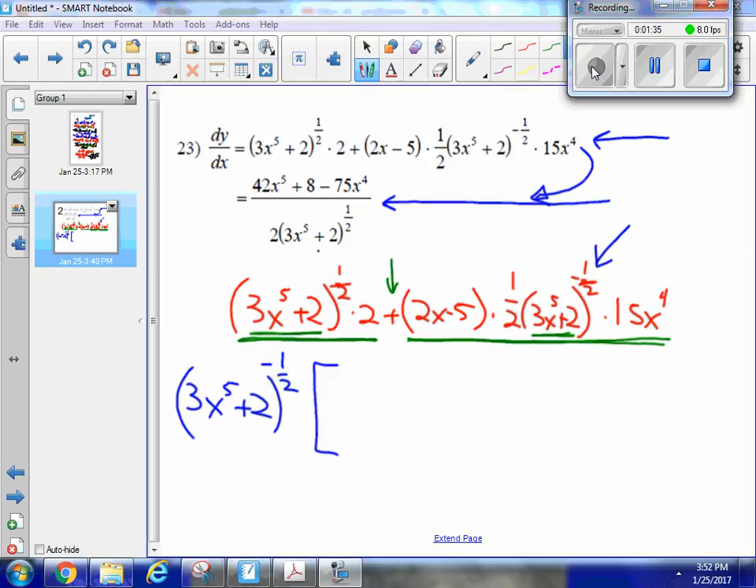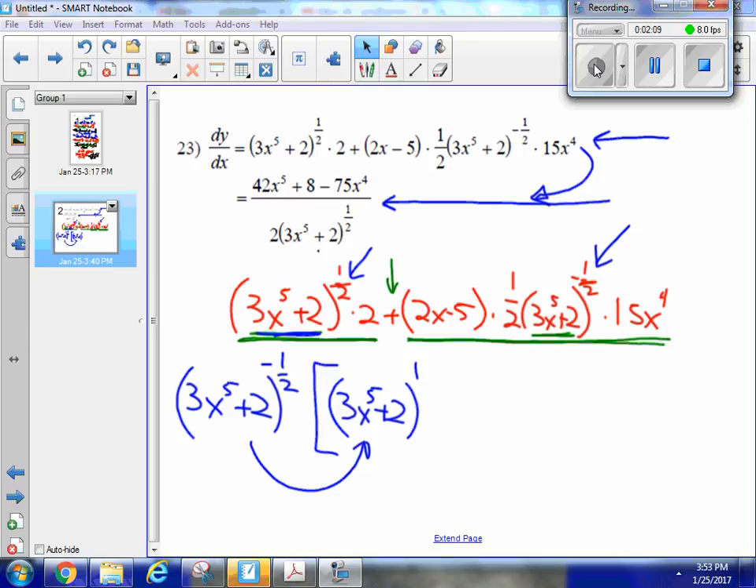And if I do that, this piece right here, now that I factored out the negative 1/2, becomes 3x to the fifth plus 2 to the first power. Because, again, if I have 3x to the fifth plus 2 to the first, and I was to distribute this, I would add the exponents, and I'd wind up with 3x to the fifth plus 2 to the 1/2. So again, this is a little bit of an algebra trick, but you should get used to it because it makes simplifying things easier to take out the term with the lowest exponent.